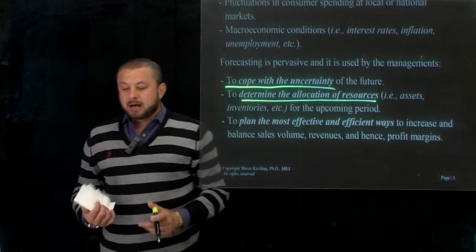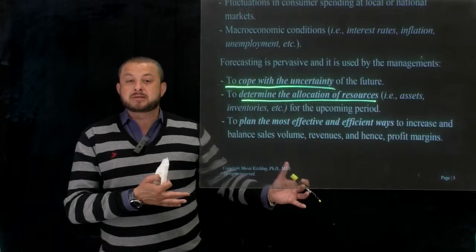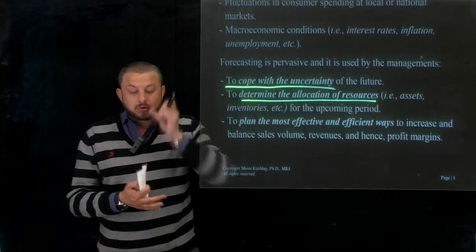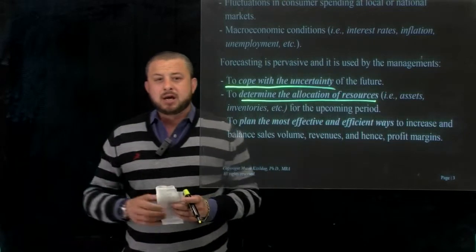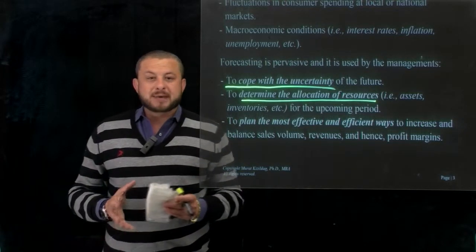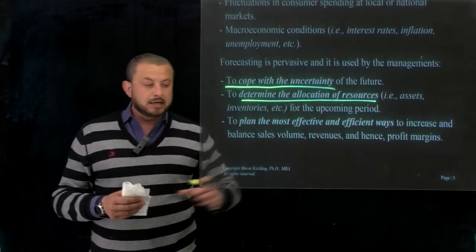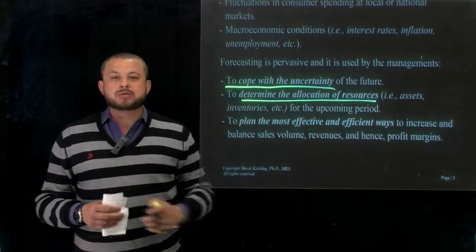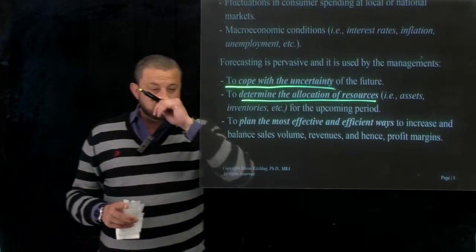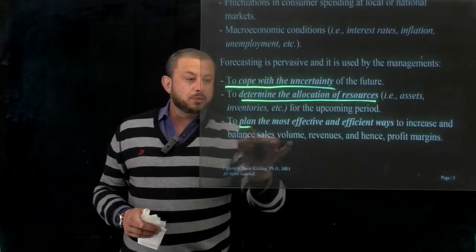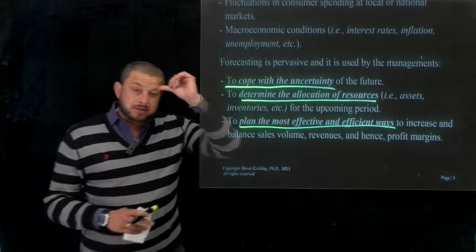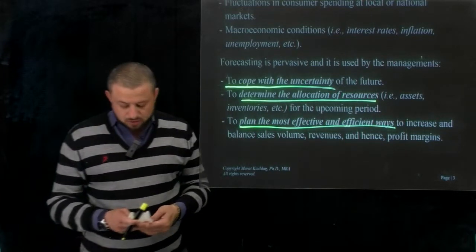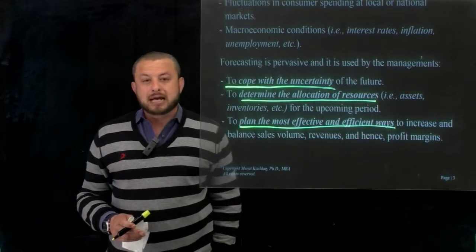For example, how much do we have to spend for marketing expenses? How much do we have to put for OTAs? How many rooms can we allocate, or what will our expenses be, so we can reorganize our revenue stream along with the expenses. Also, forecasting is used to plan the most effective and efficient ways to increase or decrease and balance asset sales volume, revenues, and profit.